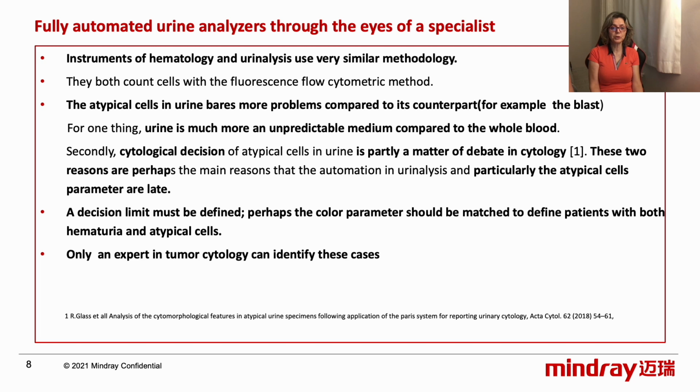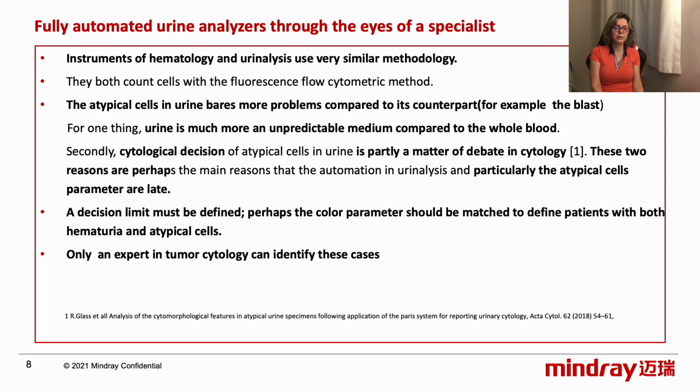Instruments of hematology and urinalysis use very similar methodology. The atypical cells in urine bear more problems compared to their counterpart. Firstly, urine is a much more unpredictable medium compared to whole blood. And secondly, the cytological decision of atypical cells in urine is partly a matter of debate in cytology.